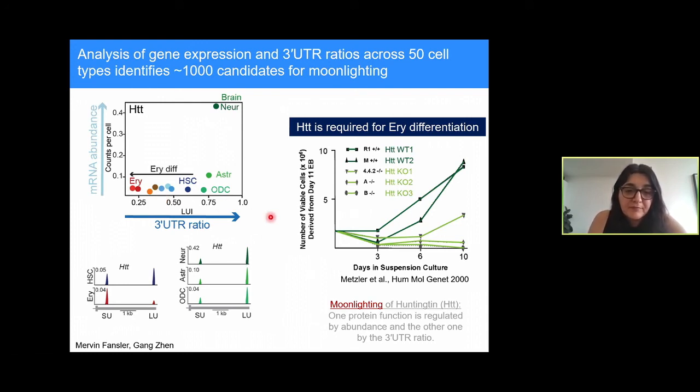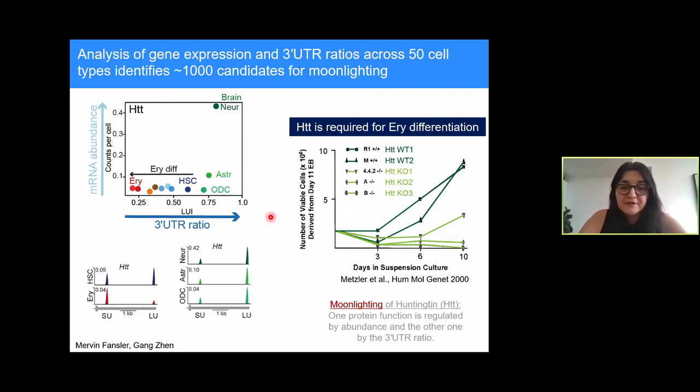But basically, bottom line is, this shows you that 3'UTRs can really diversify protein functions, because some functions are regulated by abundance in some cell types, whereas other protein functions seem to be regulated by the presence of specific 3'UTRs. And this is often seen for other cell types.